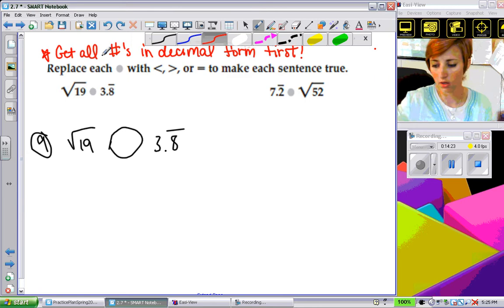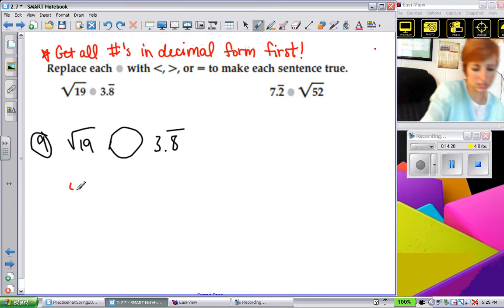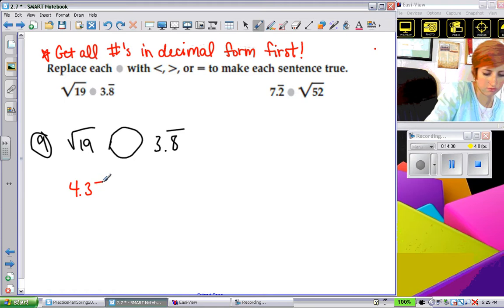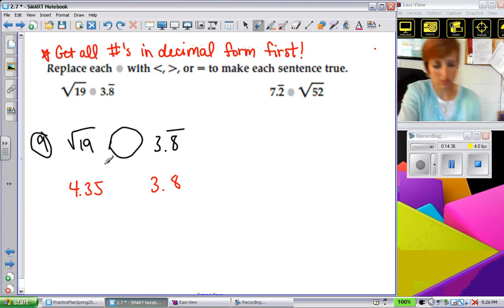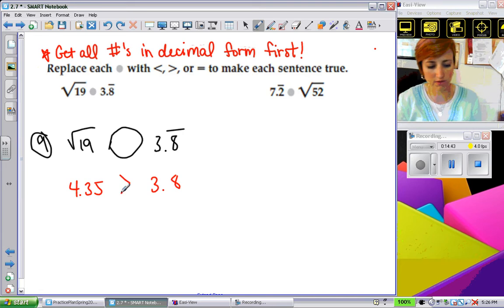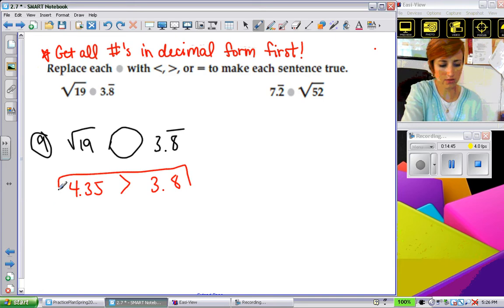So the square root of 19 gives us 4.35. And then this is already in decimal form, 3.8. So 4.35 is greater than 3.8, so it wants to eat the 4.35. And then that's our answer.